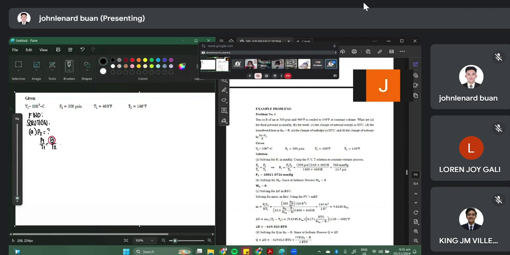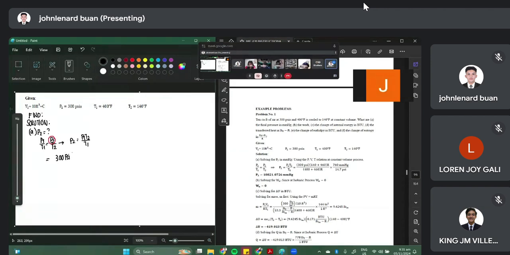Okay, so P2 ang pinapahanap, rearrange lang natin, so that will give us P2 is equal to P1 times T2 all over T1. Tama? Alright, tama. Okay, so substituting the values given, we have here 300 PSI. Sabi dyan, final pressure in mmHg.